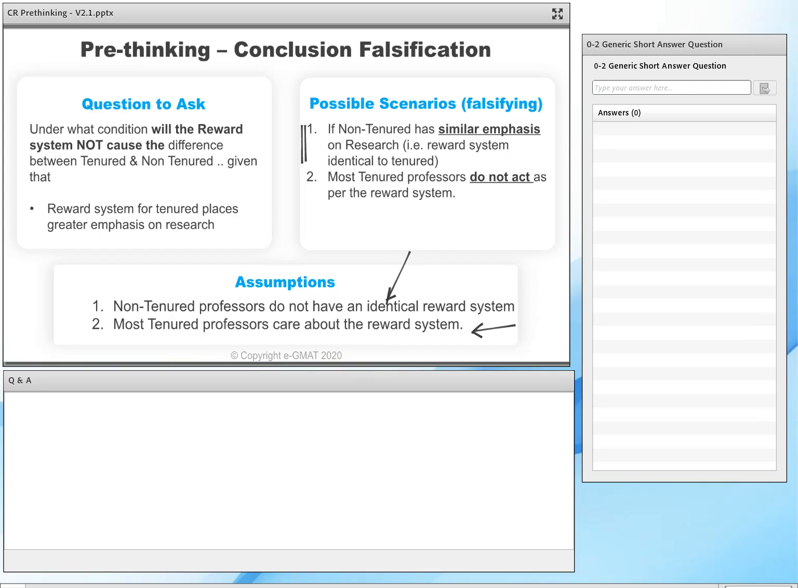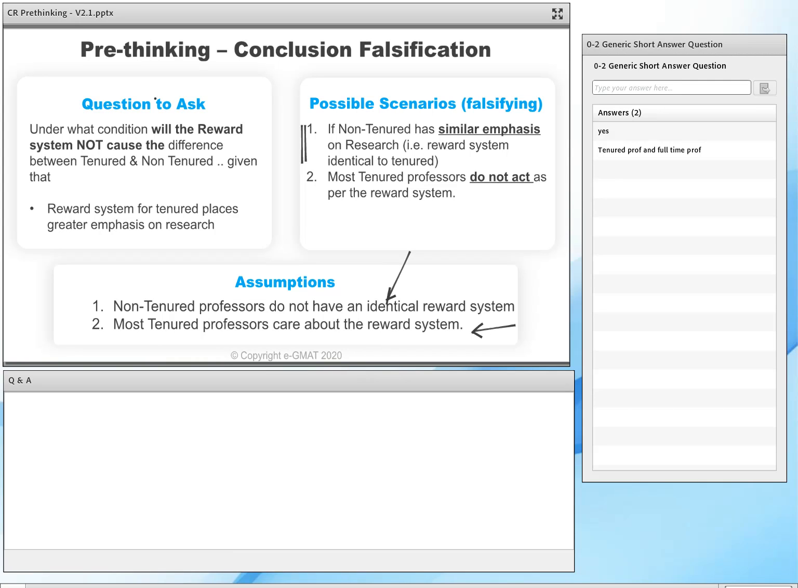Let's go over here. What are the two entities that you're comparing? Tenured and non-tenured. And what are you saying? You're saying non-tenured faculty or lecturers are better because the tenured faculty has a reward system that does not allow them to focus on teaching. So what are the assumptions that you're making? The assumption is that non-tenured faculty does not have the same reward system.